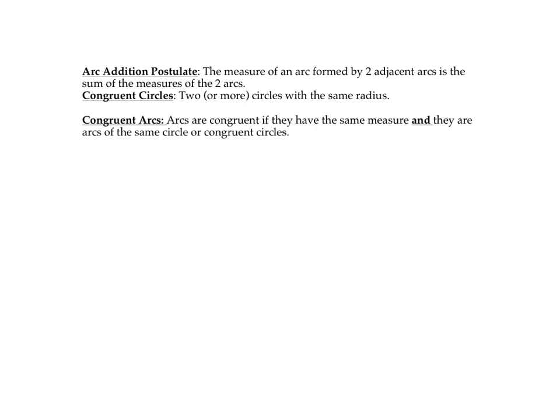Okay, the arc addition postulate says the measure of an arc formed by two adjacent arcs is the sum of the measures of the two arcs. So imagine, if you will, we have a circle, and we have this arc of, say, 50 degrees. We have this arc of, say, 60 degrees. The measure of the whole arc would be 110 degrees.